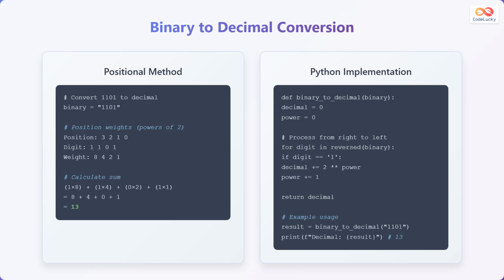Here's the Python code to achieve the conversion. The function takes a binary number as a string. It processes the binary string from right to left, and for each digit, if it's a 1, it adds 2 to the power of the digit's position to the decimal value. For example, when you input 1101, the function returns 13.